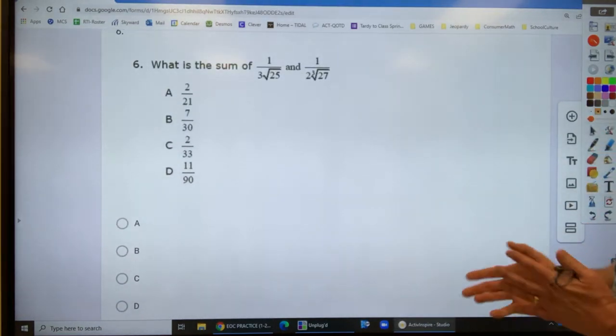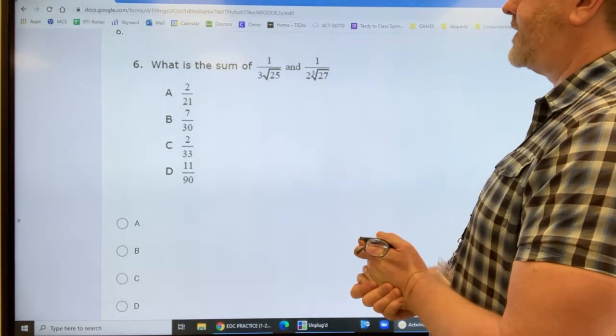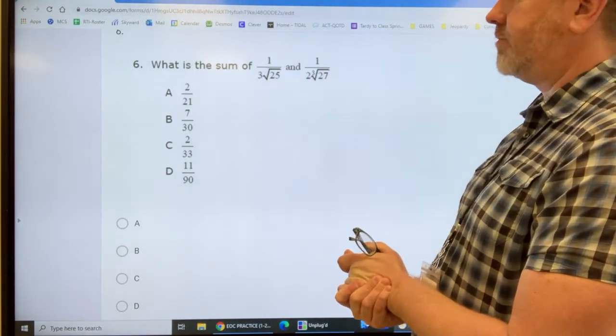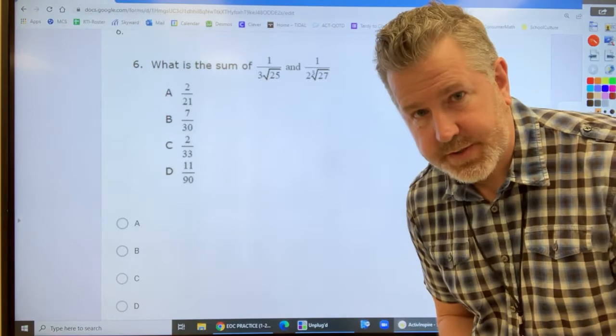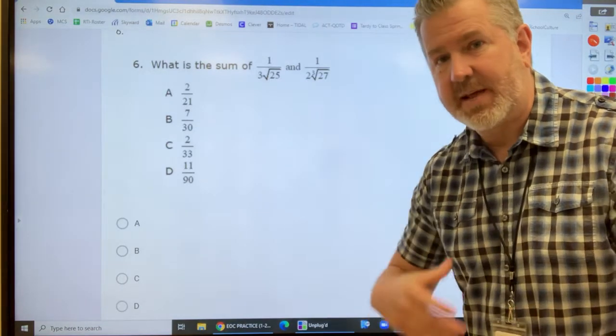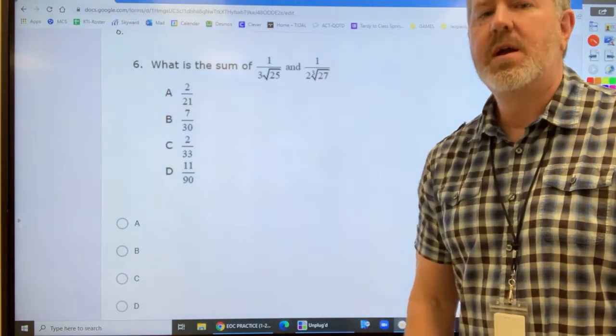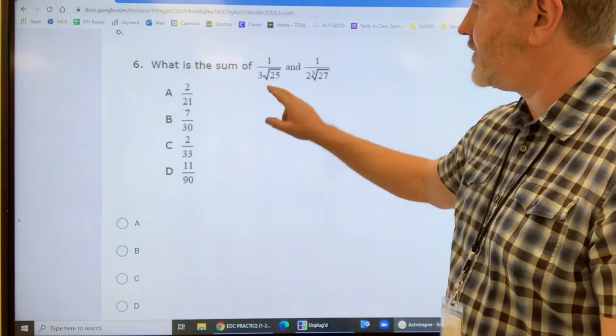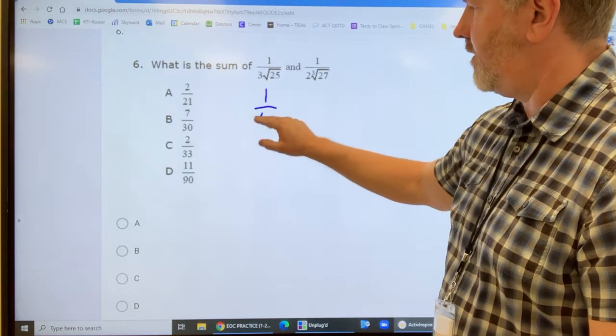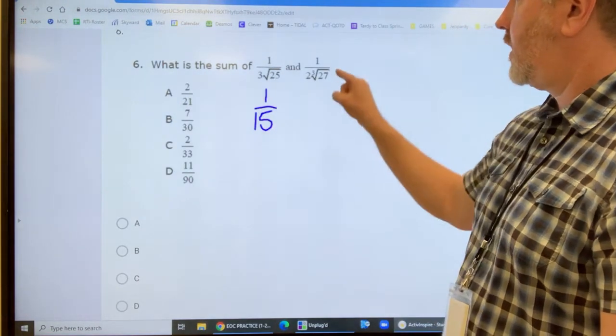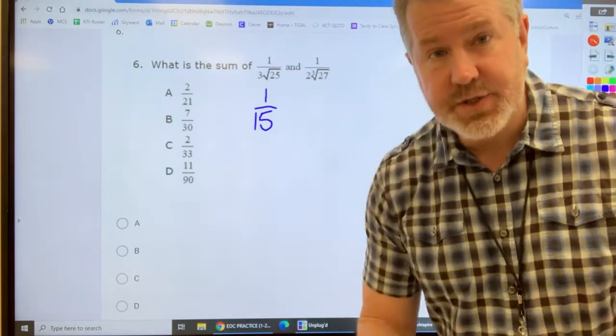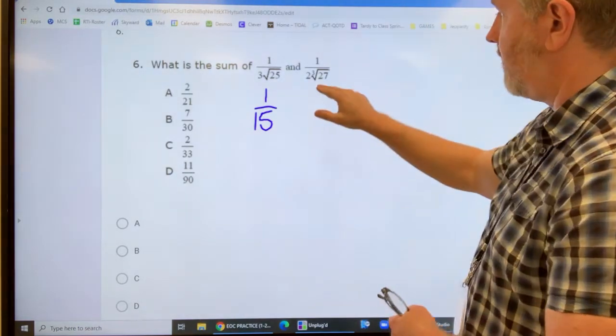Number 6. 6 out of 20, we're almost done. What is the sum? Okay. This isn't as bad as it looks. It looks kind of fancy, like we're going to have to do a bunch of stuff with radicals. No. Square root of 25 is just 5, so we have 1 over 15. Cube root of 27 is just 3, so we're going to have 1 over 3.